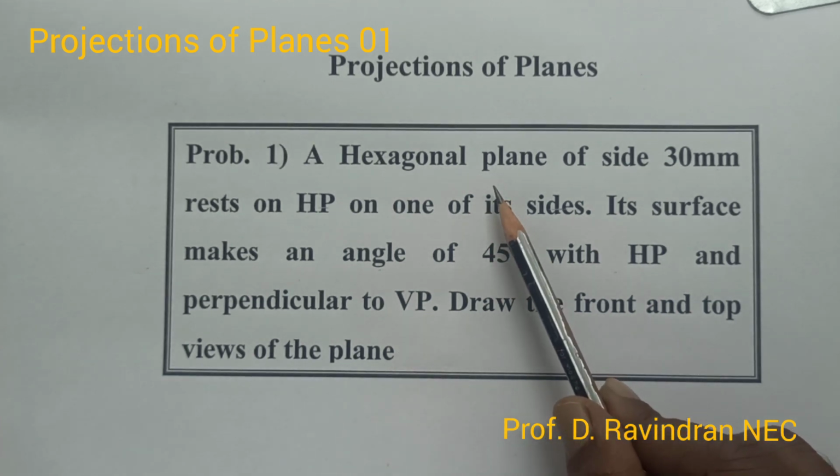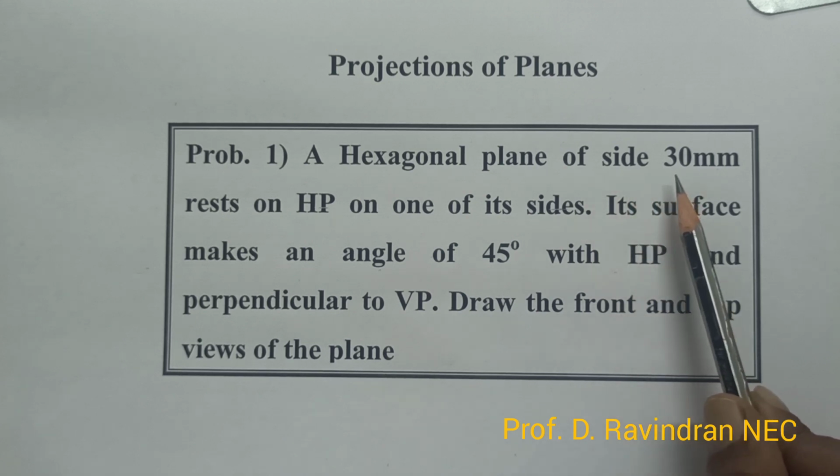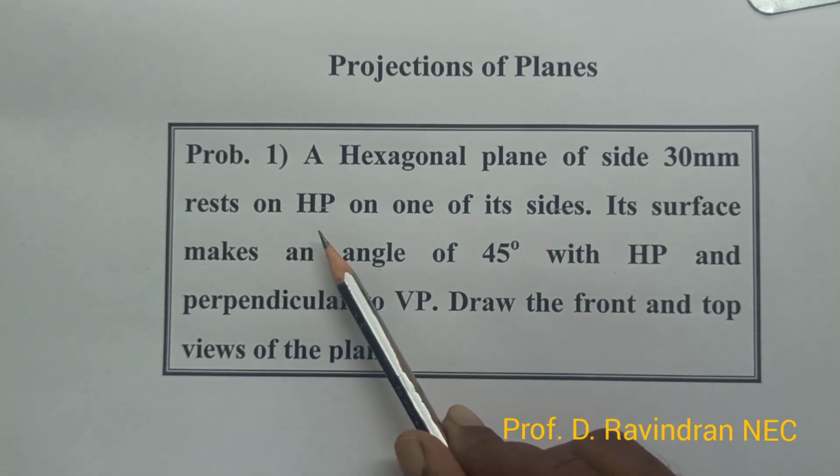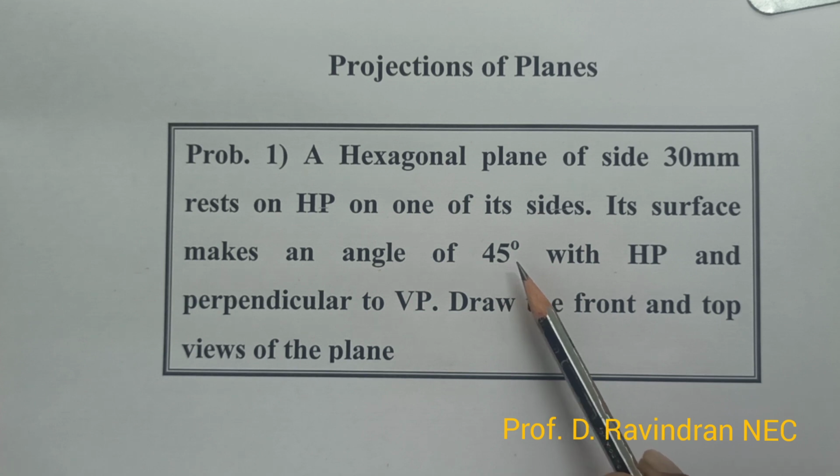Here the hexagonal plane, one side is given. It's a regular hexagonal plane, so all the sides are 30 mm. It's resting on HP with one of its sides. The surface is making 45 degrees with HP and perpendicular to VP. The projections have to be drawn, that is the top view as well as the front view.